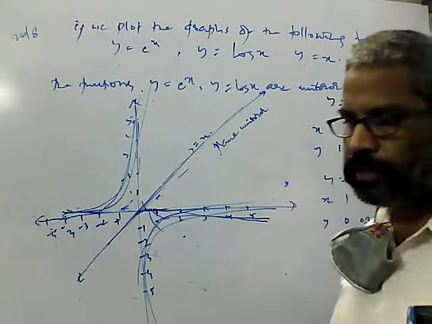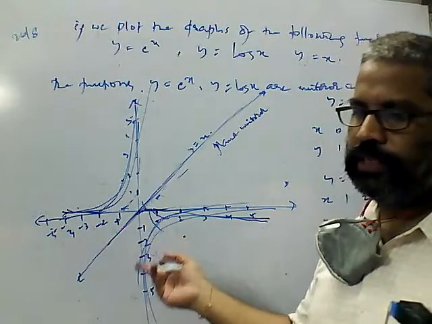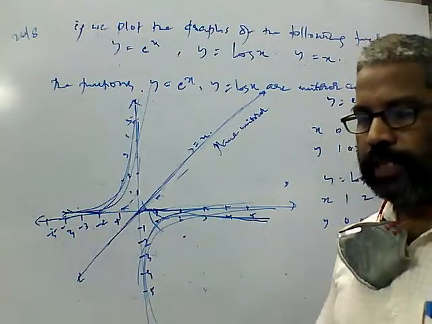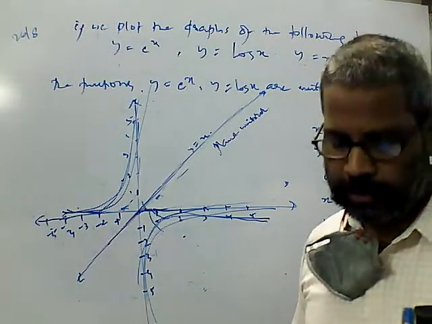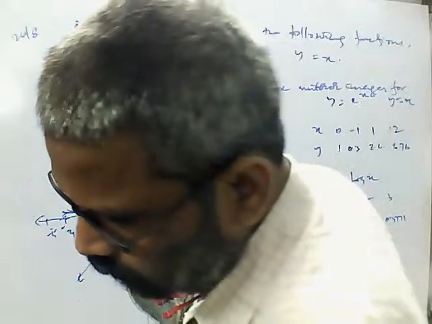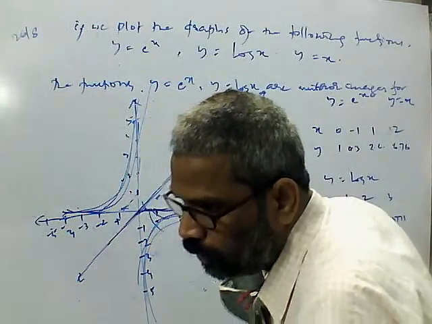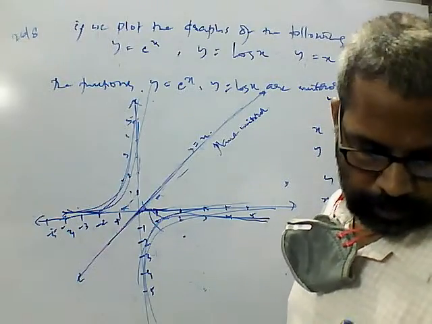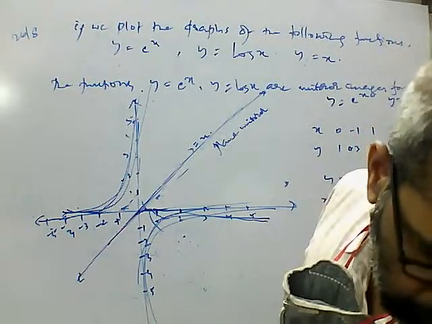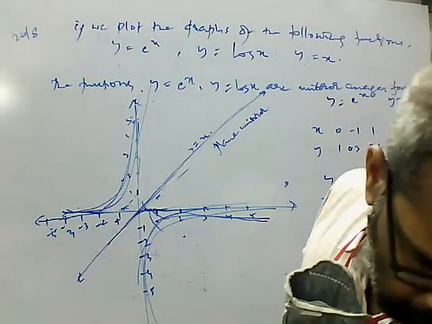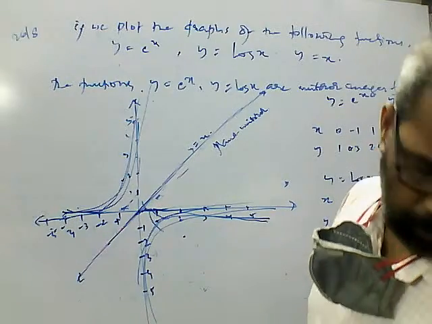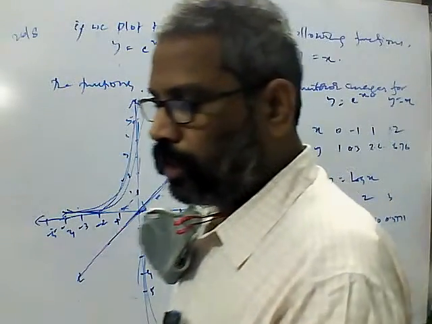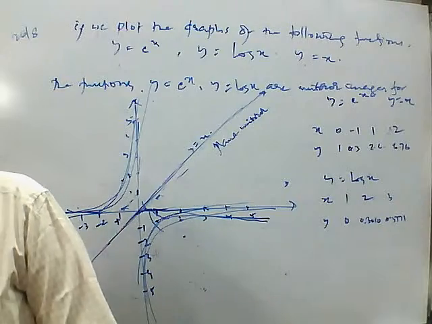So this is the standard picture for y is equal to e power x and y is equal to log x. Exponential has its relation with respect to log, and log has its relation with respect to exponential. Now are you clear? So tomorrow we will continue with properties and all, and I will send the homework to you. Okay? Thank you.